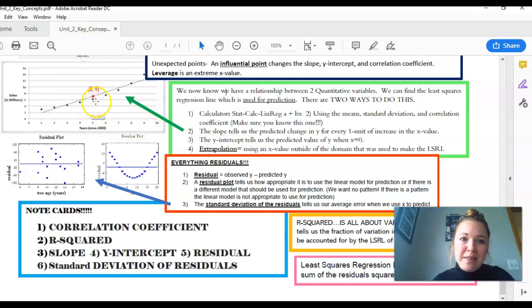I can't promise that that relationship will stay the same. What if it drops down? That's why it's a risky prediction there. And so anything outside of that domain is called extrapolating.